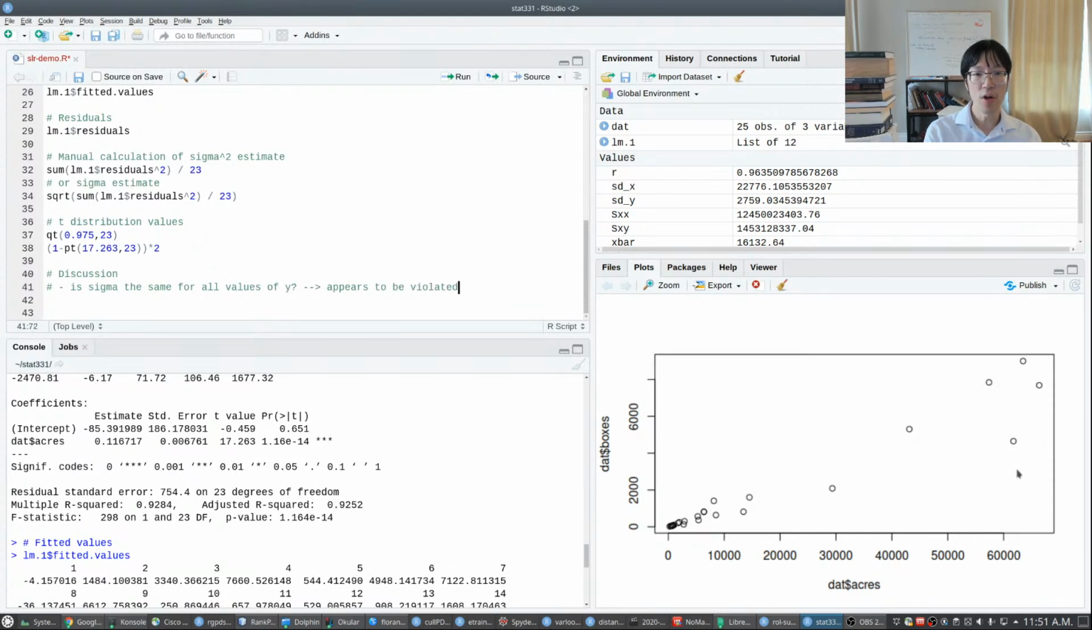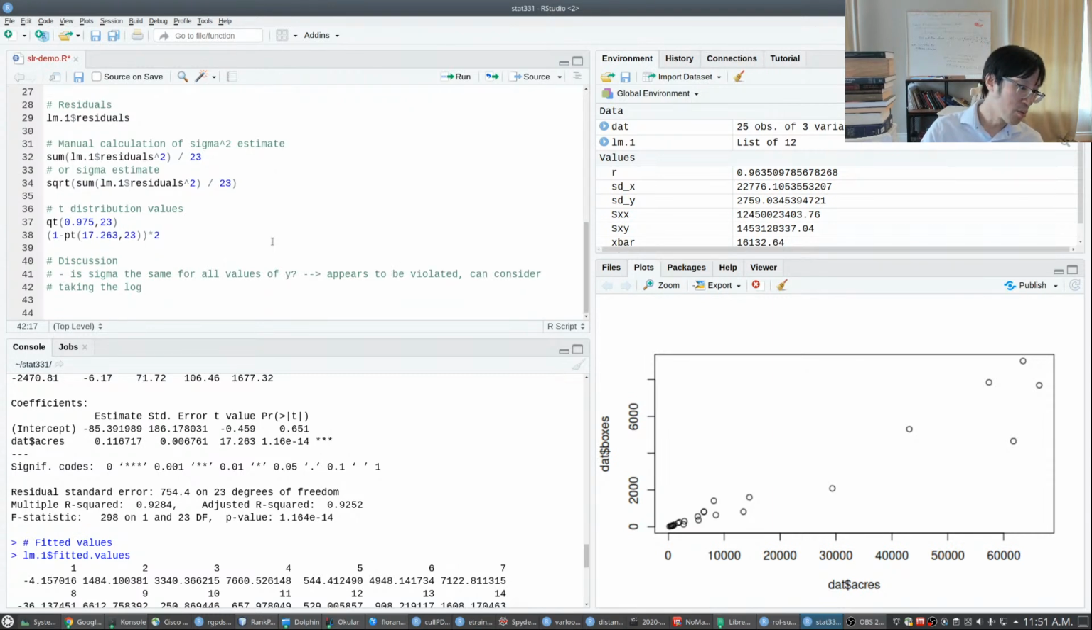And so later when we talk about variable transformations, we can consider doing a transformation. So for example, we can consider taking the logarithm as a way to make the errors more similar between the lower end and the upper end of the x range.